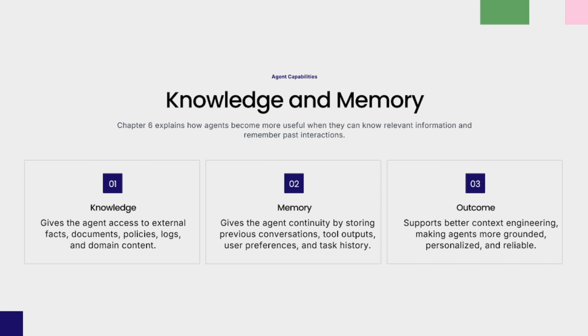Memory gives the agent continuity by storing previous conversations, tool output, user preferences, and task history. So memory is what allows the agent to reason actually. It gives the agent knowledge of its background. And when it has stored the knowledge of what it has done in the past, it can use that knowledge to also help improve the further problems it's going to solve later.